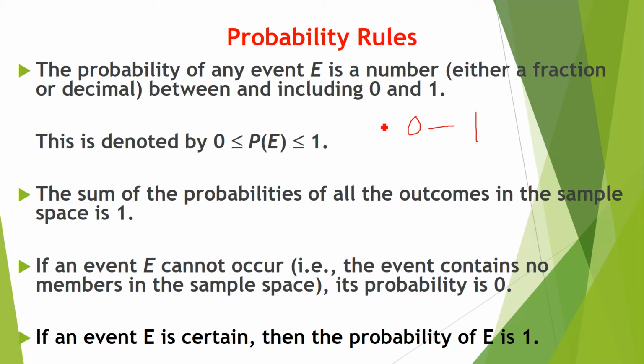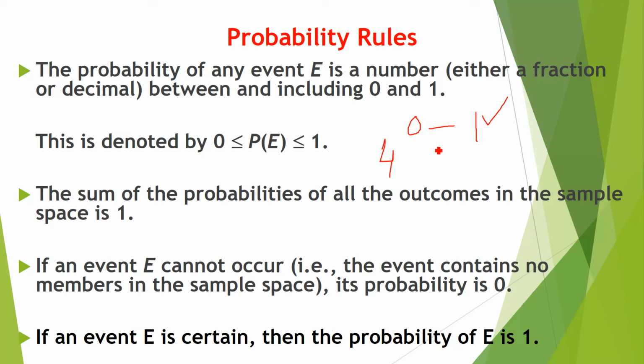If the event is certain, then the probability is 1. If the event is not certain, probability is 0, but we will discuss that in the next slide. So the first rule is the range of the probability lies between 0 to 1, and it is denoted by probability of E. E means event. See how we read it.